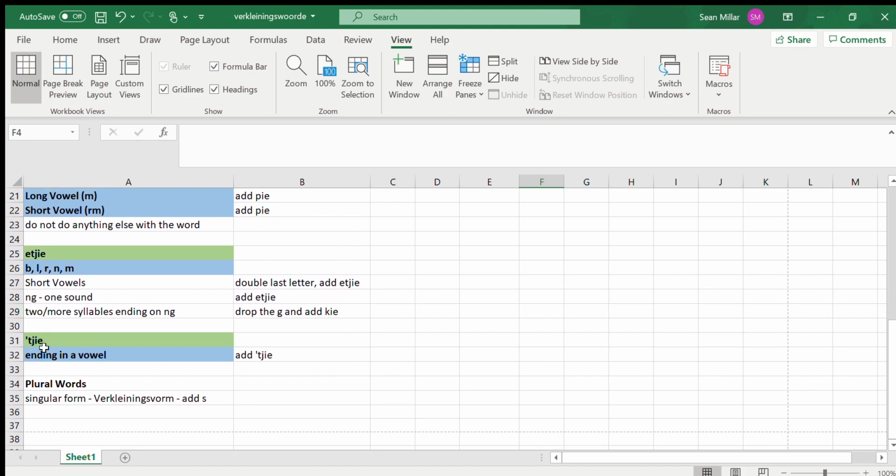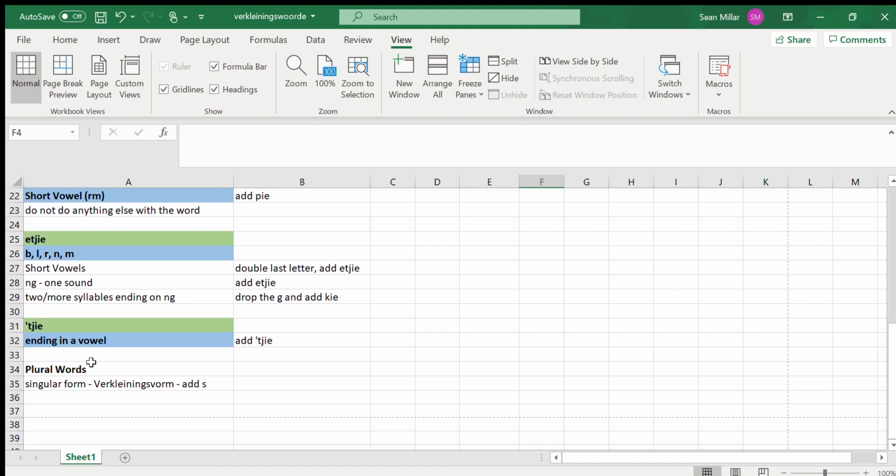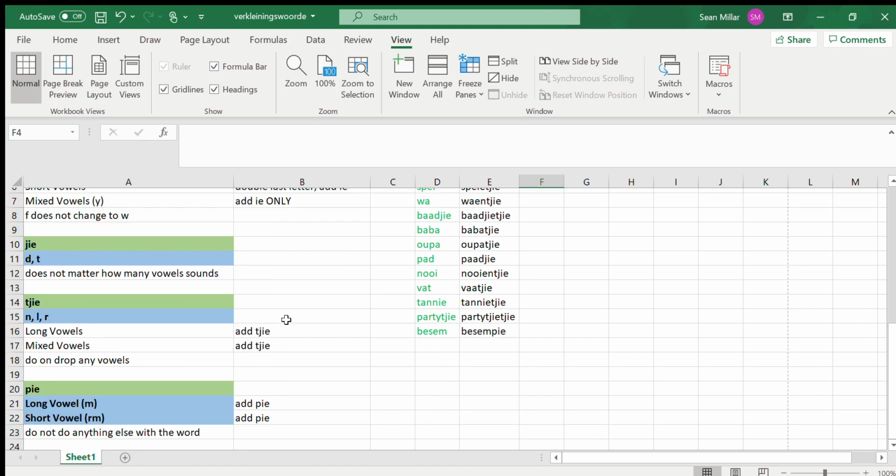Then apostrophe TJIE, just as a general rule, you're adding it to a word ending in a vowel if that vowel as part of that syllable is the dominant vowel in the word. Then you'd add an apostrophe TJIE. Then please note, if you're given a plural word, so if you're given a meervoud, you must first change it back to the singular form, then apply your Verkleiningswoorde rules, and then you simply add an S to the end.